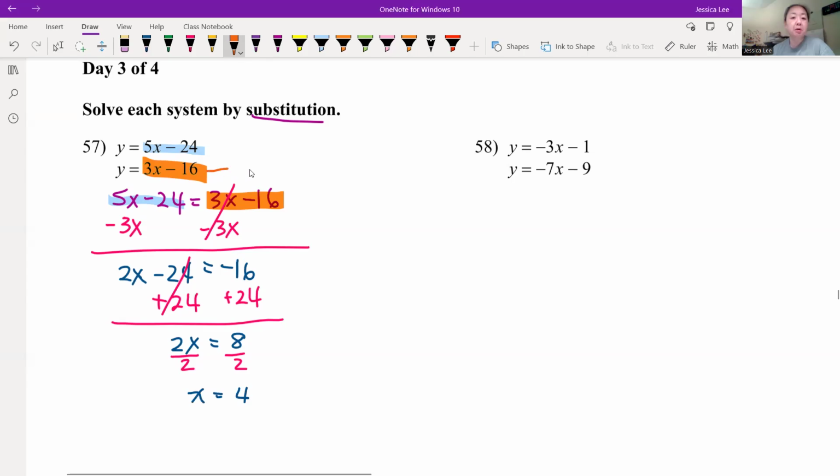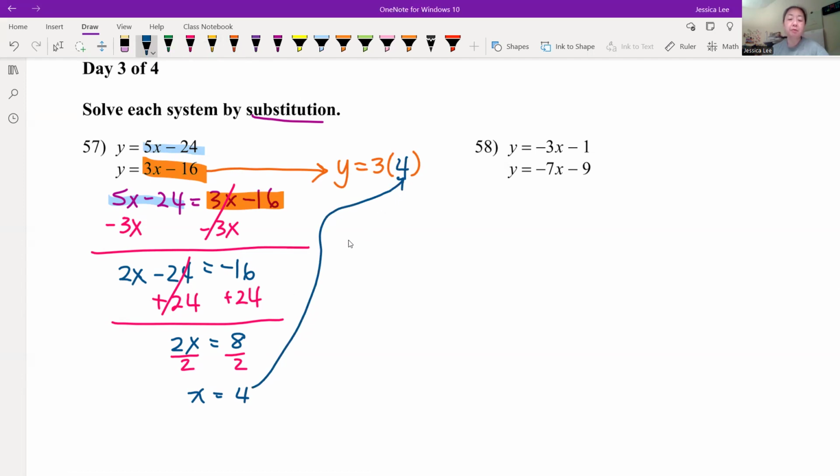That's orange. I'm going to just make it orange here. So we got y is equal to 3x minus 16. But instead of x, we know what x is, right? X is 4. So we're going to plug that in. I'm going to just draw a line right here to show that's where we got it from. Anyways, we're going to continue on.